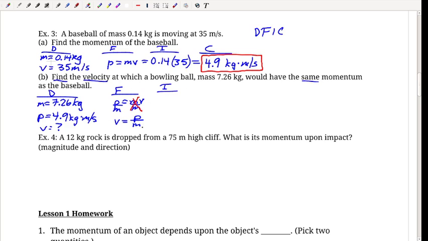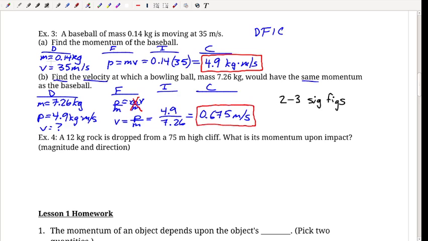So then we insert, plug in p equals 4.9 and mass is 7.26. And again, pull out your calculator, type in the numbers, 4.9 divided by 7.26. You can definitely do that. Gives you 0.675 meters per second. Now remember, we're writing all our answers with 2 to 3 sig figs. So 4.9, any numbers that are non-zero are automatically sig figs, so this is 2 sig figs.